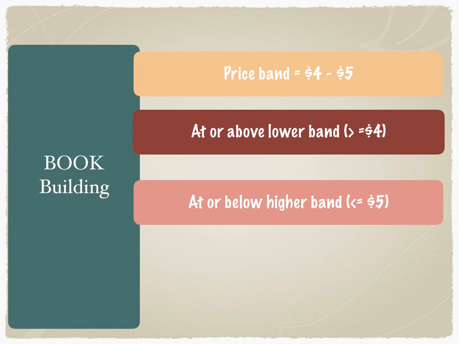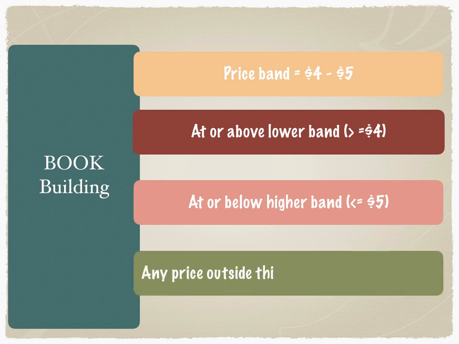Or there must be somebody else who's like, oh God, I'm so bearish on the stock, but I still want the stock. Hey, you're a bear, then why do you want to apply for the stock? But they say, no, no, no. If it's available at $3.50, I'll apply for the shares. So they put in an application at $3.50. Any price outside this range is not considered.